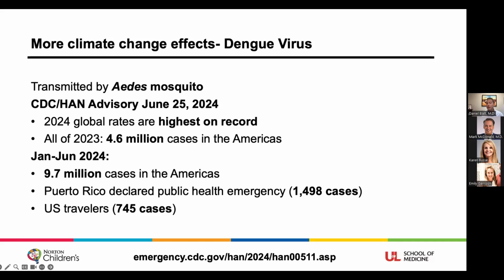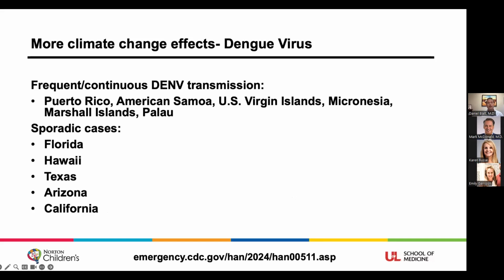Puerto Rico has declared a public health emergency, and they have 15,000 cases. And US travelers have brought 745 cases back home. So that's a lot of dengue. Dengue is a nationally notifiable disease. 6 US territories and states are classified as areas with frequent or continuous dengue transmission. In the rest of the US, there's been local transmission of dengue virus and sporadic outbreaks in Florida, Hawaii, and Texas. There's also been transmission in Arizona and California over the last 2 years. This is not just a foreign disease. This is a disease that is rapidly rising due to a changing environment and changing habitat for the Aedes mosquito.